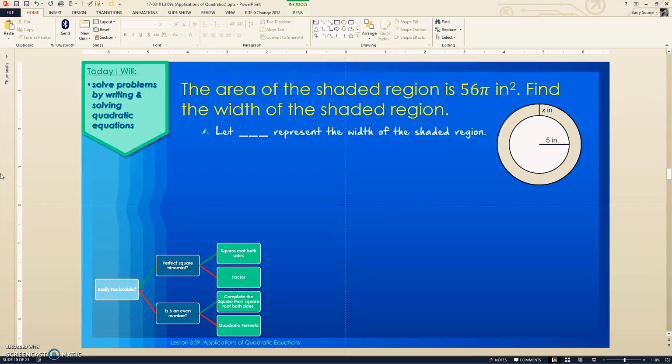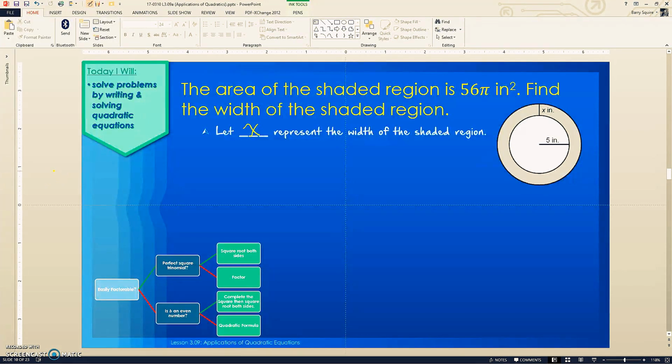So in this situation, we have a circle and a picture, which is really nice because I can't draw circles. So we know that the area of the shaded region, so that's this region, the gray ring that goes around, the area of that is 56 pi square inches. And they want us to find out what the width of that region is. So we kind of need to assign a variable. For that, they give us a really nice hint, and they say we should call it x. So can't argue with that. I'm going to call it x. I'm going to write this slightly bigger.